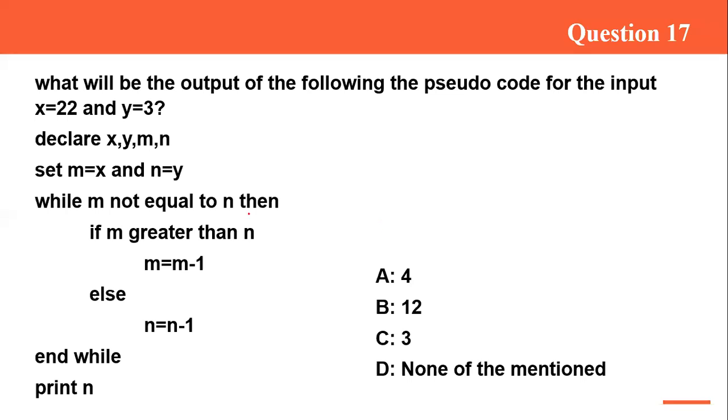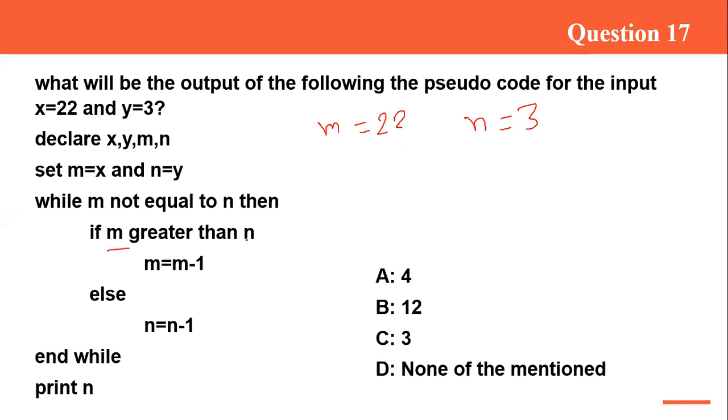Listen here. X equal to 22, Y equal to 3, and we are just taking M is equal to, we are just making a copy of it. So which is nothing but M is equals to 22 and then N is equals to 3. We just made copies. And M not equal to N, then, oh, 22 not equal to 3. Then we are entering inside. Observe carefully. 22 not equal to 3. Enter inside.